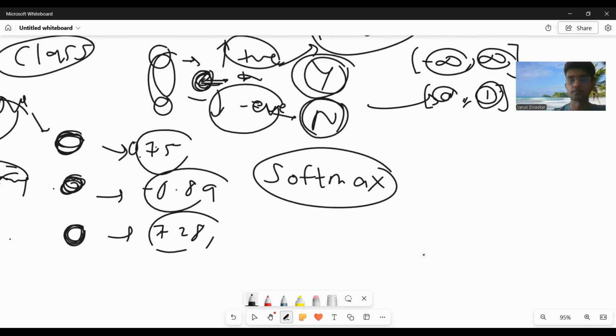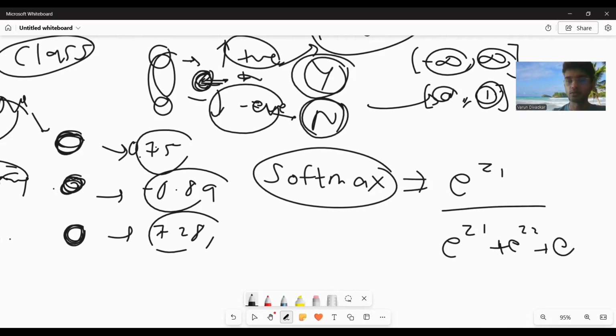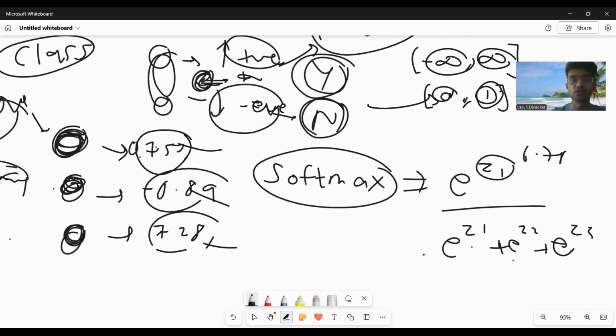The way this function works is it's basically e raised to z1 divided by e raised to z1 plus e raised to z2 plus e raised to z3. This is your z1, z2, and z3. So the softmax value at this node is going to be e raised to 0.75, divided by e raised to 0.75 plus e raised to minus 0.89 plus e raised to 728.